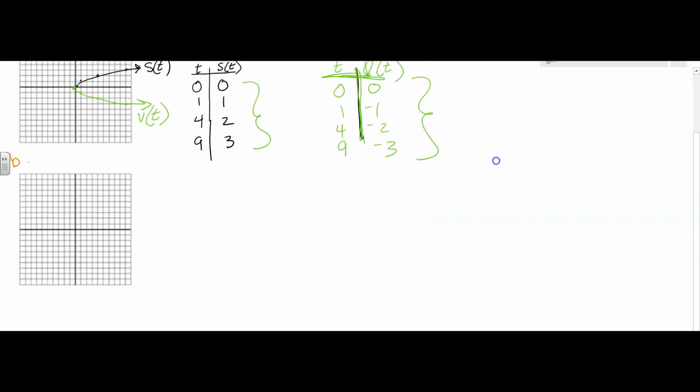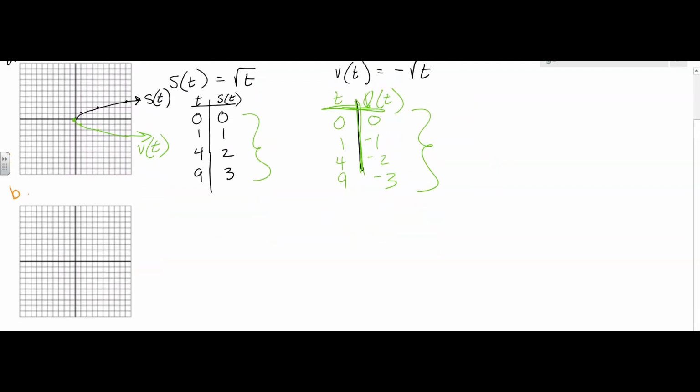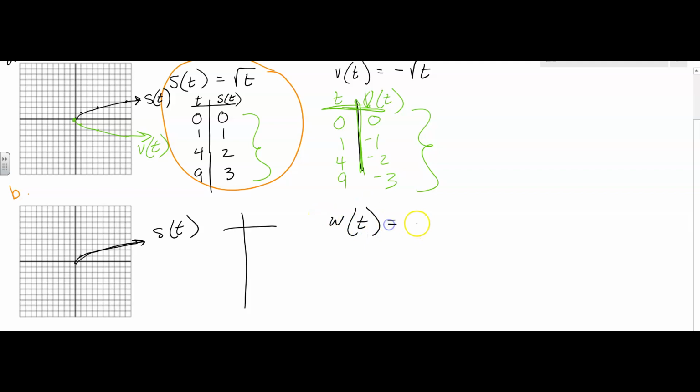So we still have this as the original function, s of t. So we can put that back in just to see it. Oops, kind of missed that point there, didn't I? Okay, that's still s of t. But when you make your table of values, let's see, we need another letter. Let's call it w of t. It's going to be the square root of the opposite of t.